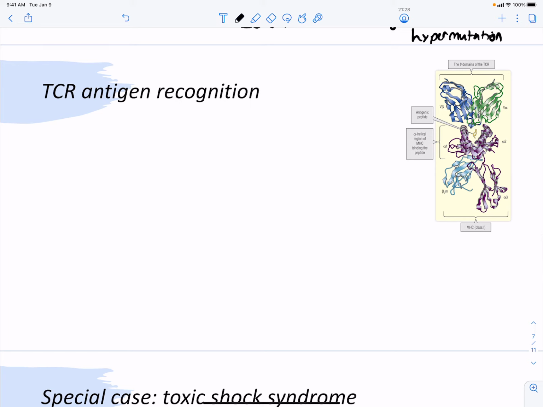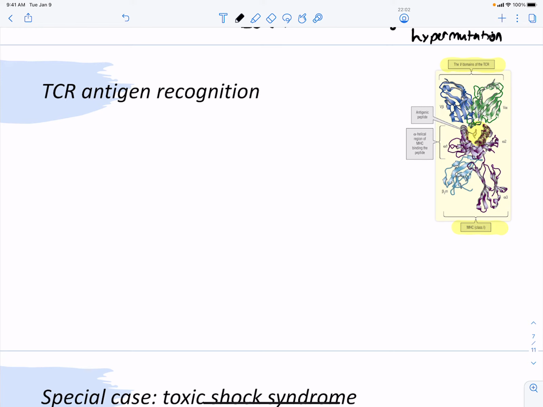Okay, so with respect to T cell receptors of antigen recognition, it's pretty straightforward. I put this little figure here because I cannot draw a three-dimensional structure, but this is really how the T cell receptor looks. You have in here, in the middle here, a peptide, and it binds to an MHC molecule, and your T cell receptor on this side is going to interact with not only the peptide but also with the MHC molecule.